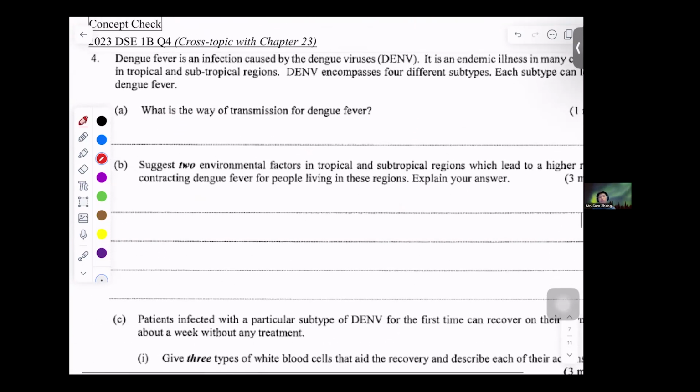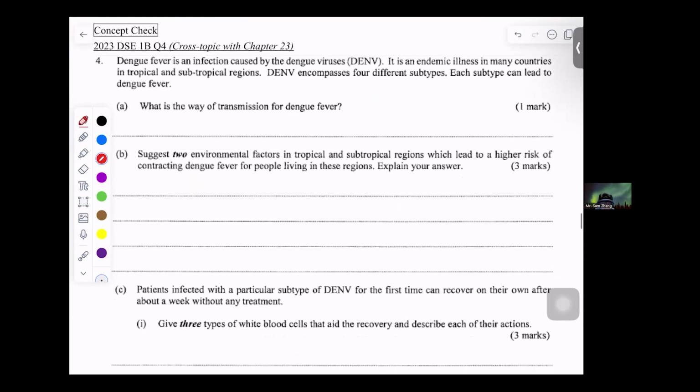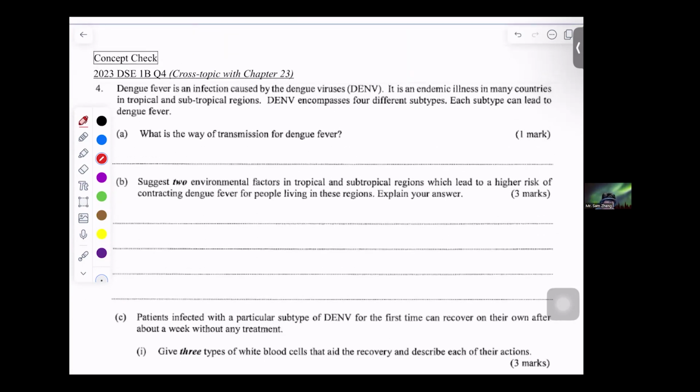Now, we will have a look at the cross topic with chapter 23. Dengue fever is an infection caused by the dengue virus, DENV. It is an endemic illness in many countries in tropical and subtropical regions. The dengue fever encompasses four different subtypes. Each subtype can lead to dengue fever, so there are four types of dengue virus.